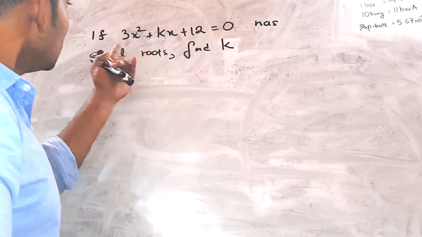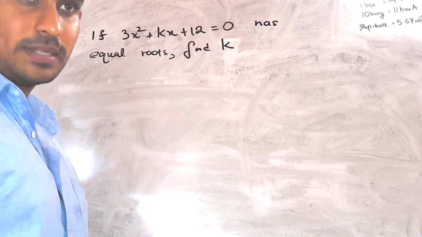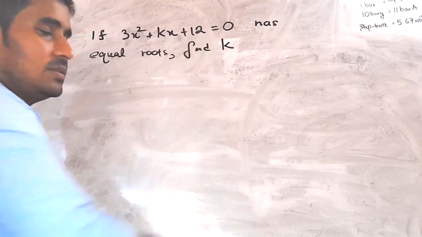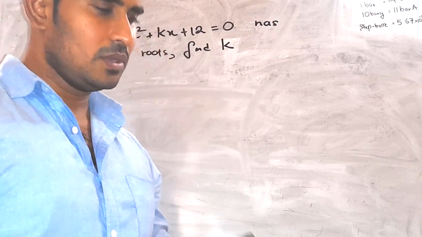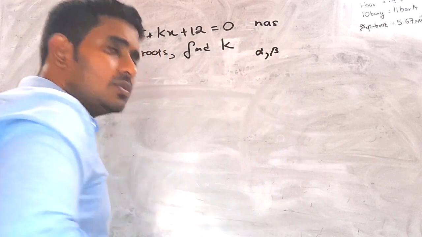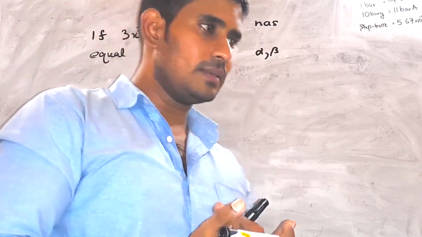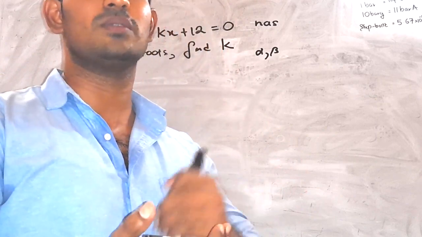This equation 3x squared plus kx plus 12 has equal roots. So if I consider a quadratic equation, we know that we have two roots. Let the two roots be alpha and beta. According to this problem, both the roots are equal. So what is the condition in order to have equal roots?